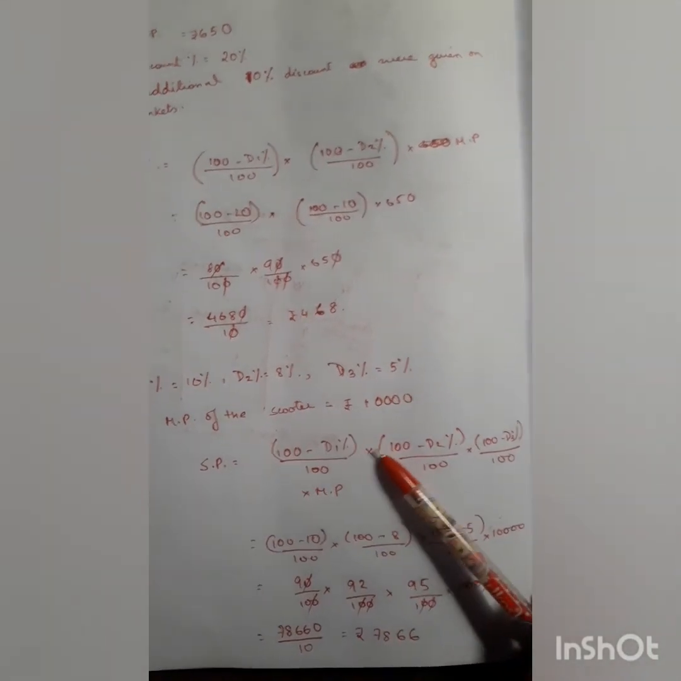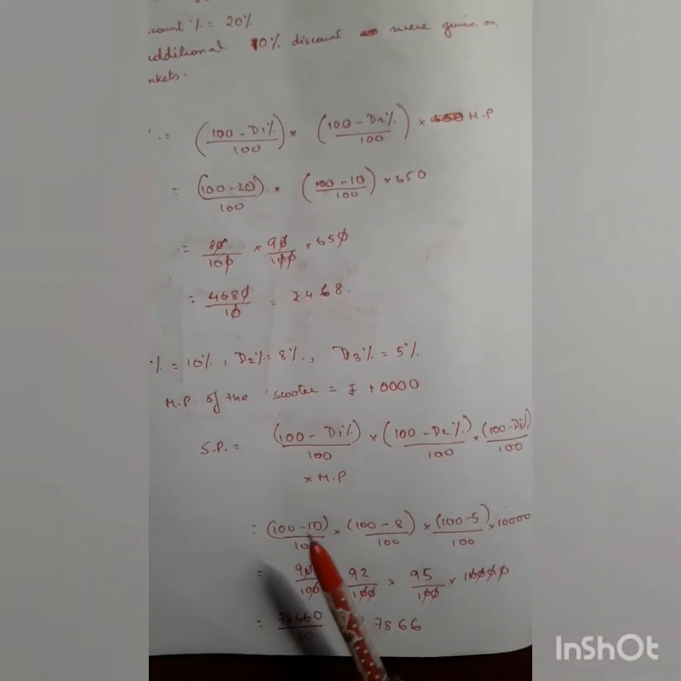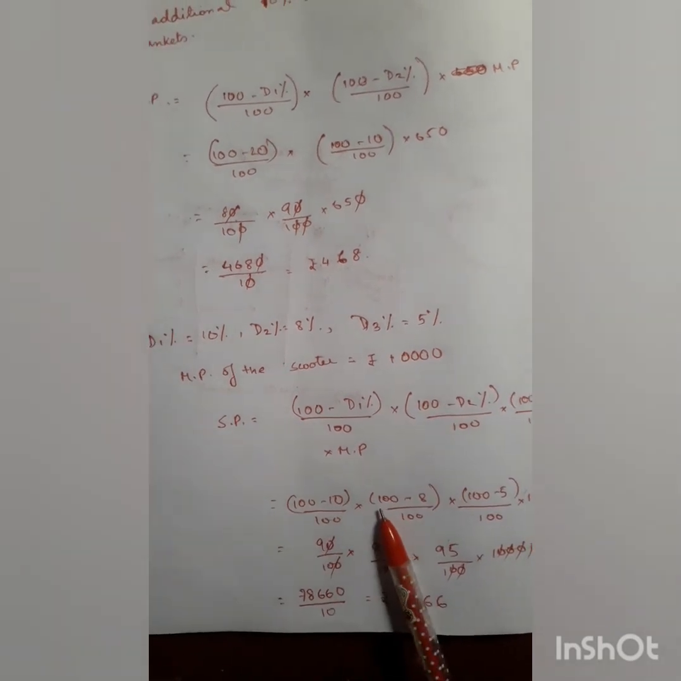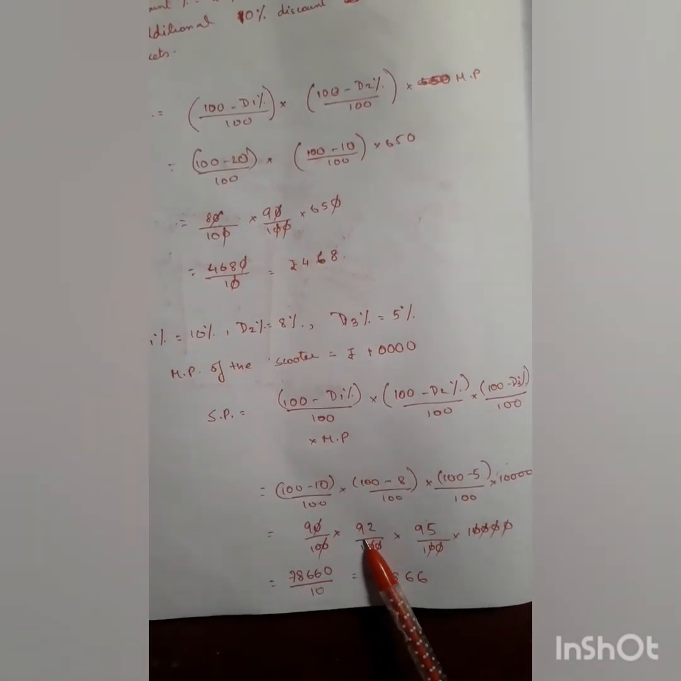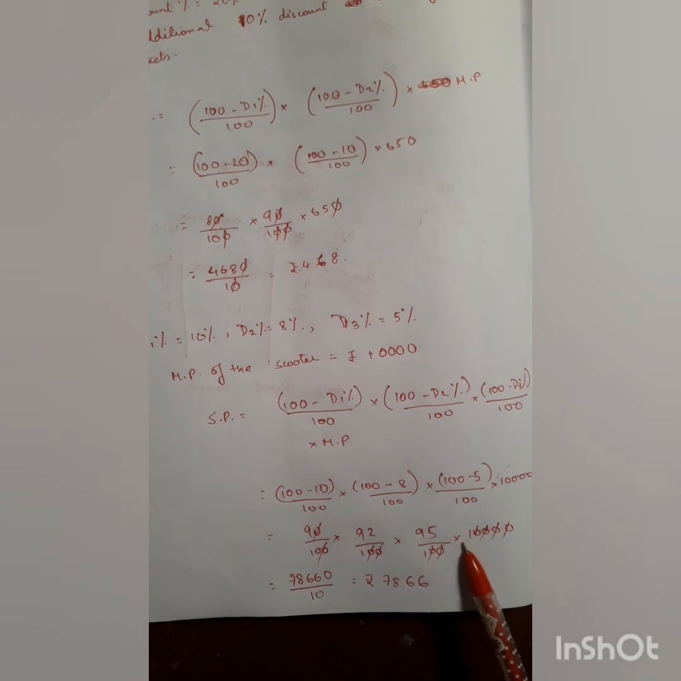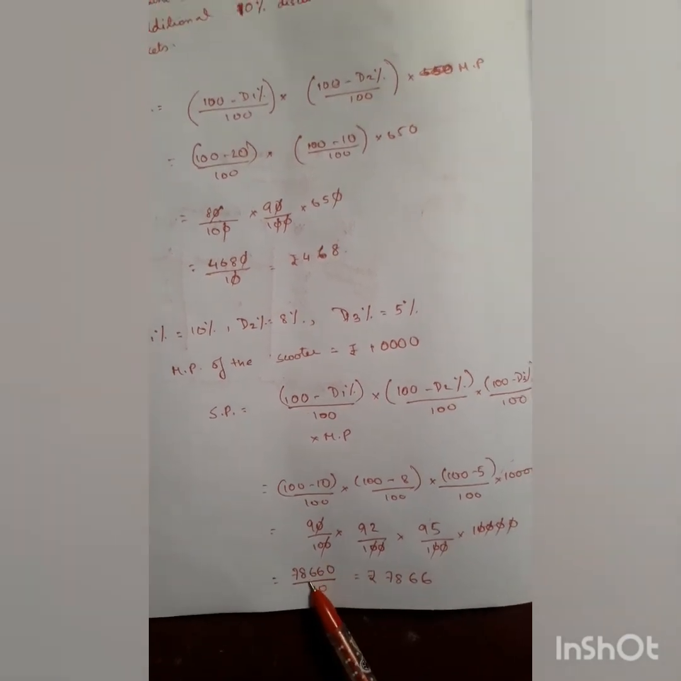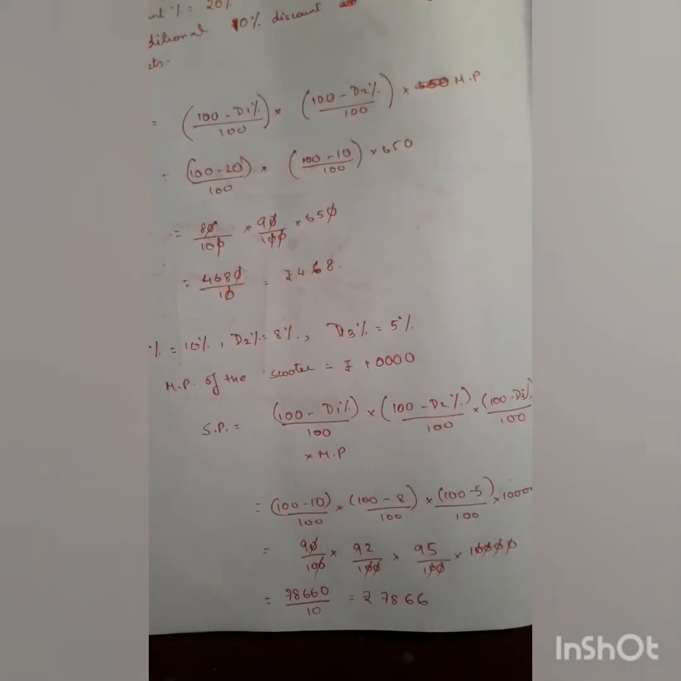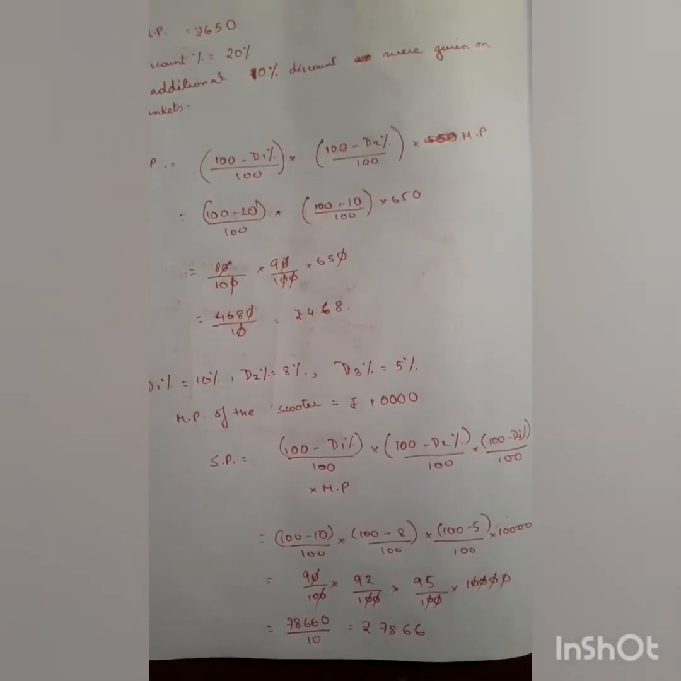As I told you, as many discounts as are given, you will keep on multiplying in this format. So I have just put the values of D1, D2 and D3. It came out like this: 100 minus 10 by 100 into 100 minus 8 by 100 into 100 minus 5 by 100 into 10,000. So 90 by 100 into 92 by 100 into 95 by 100 into 10,000. This came out as 78660 by 10, which is equal to rupees 7866. So the selling price of the scooter is rupees 7866.